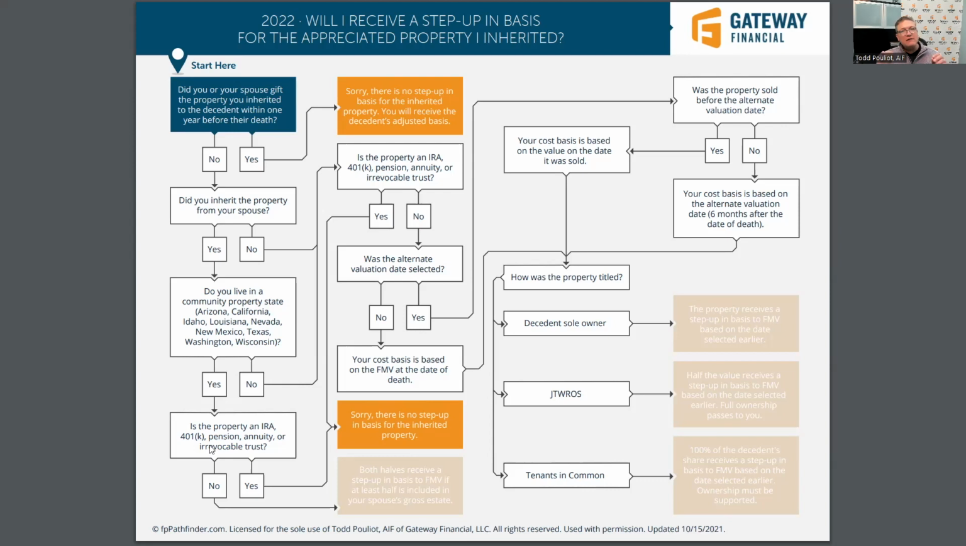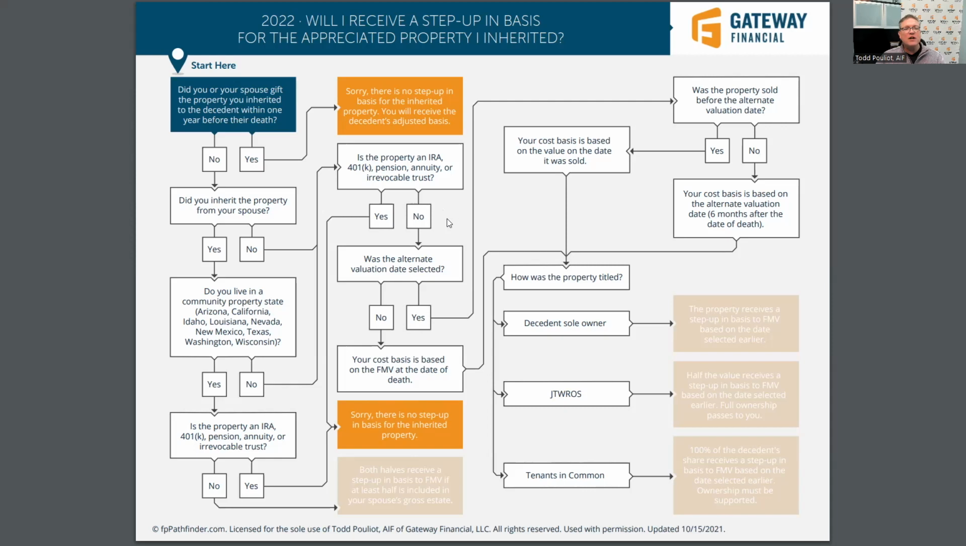Now, there are some very small rules and very small differentiation, and everybody's situation is different. There may be some non-deductible contributions to those, but again, there is no step up in basis. So again, if the answer is no, both halves receive a step up in basis to fair market value if at least half is included in your spouse's gross estate. Now, I'm going to come all the way back in here. Is the property in an IRA, pension, or annuity, or irrevocable trust, like we saw before, if we were not living in one of these states?